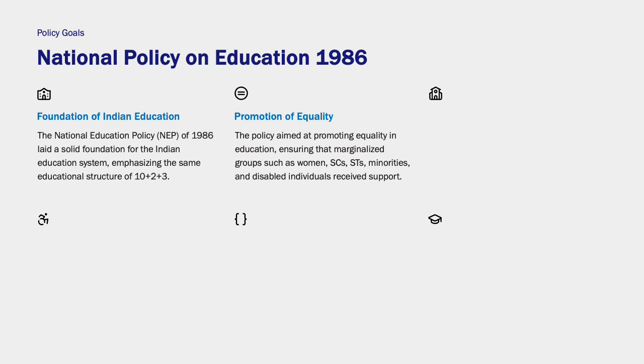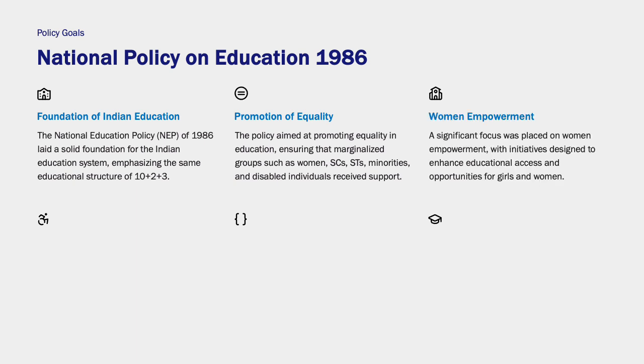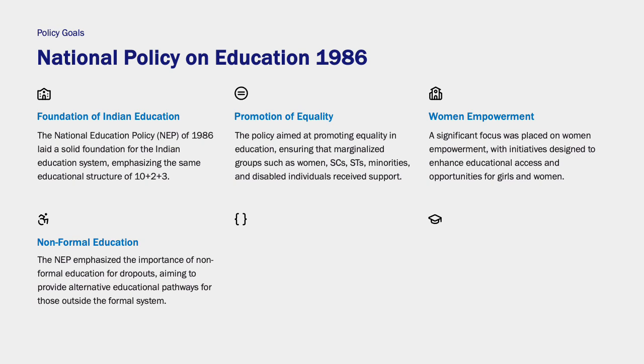The policy aimed at promoting equality in education, ensuring that marginalized groups such as women, SCs, STs, minorities and disabled individuals received support. Women empowerment. A significant focus was placed on women empowerment with initiatives designed to enhance educational access and opportunities for girls and women. Non-formal education. The NEP emphasized the importance of non-formal education for dropouts, aiming to provide alternative educational pathways for those outside the formal system.